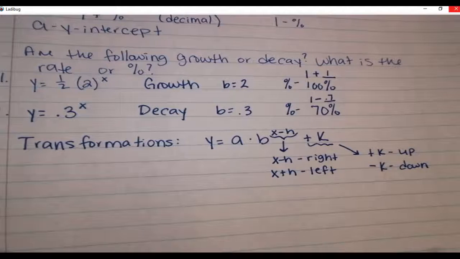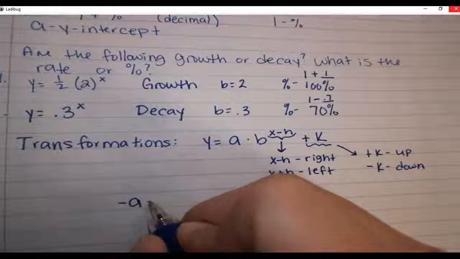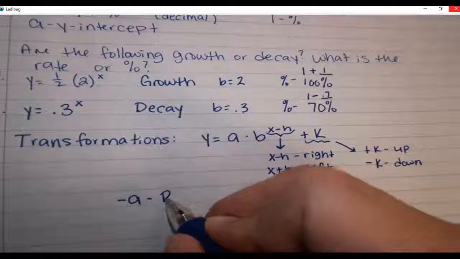So then the other thing we have to think about is if it has any reflections or not. So if you have a negative a, okay, a negative a means you want to reflect over the x-axis.